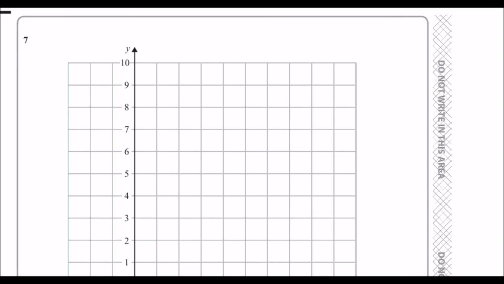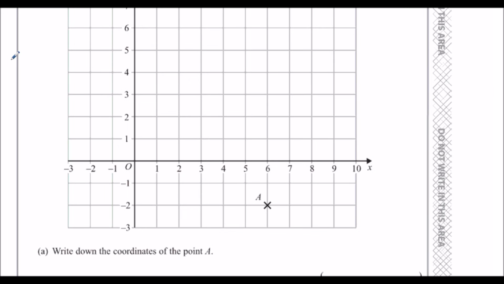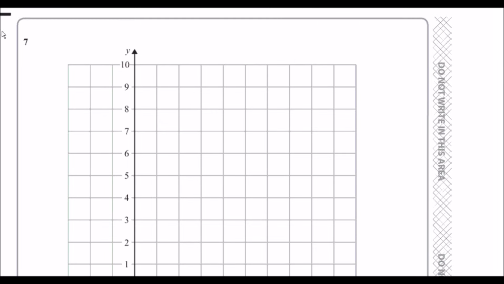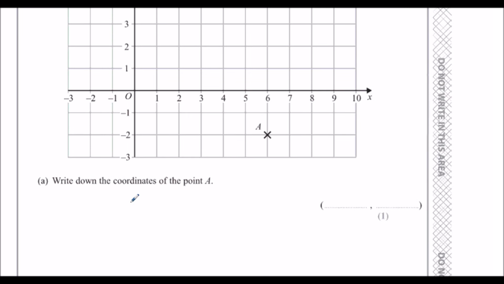Okay, question 7. Write down the coordinates of the point A. So the coordinates of A is shown on the graph. So we do the x coordinate first. So on the x-axis, we go along 6. So the x coordinate is 6. The y-axis next, down 2, negative 2. So the y coordinate is negative 2. So the coordinates are 6, negative 2.